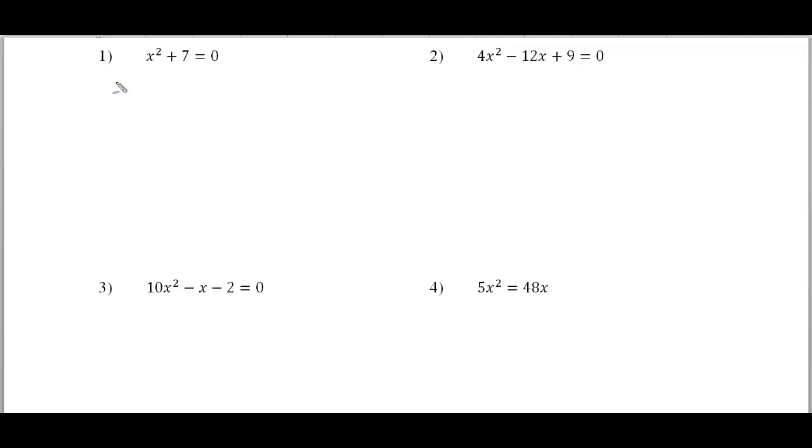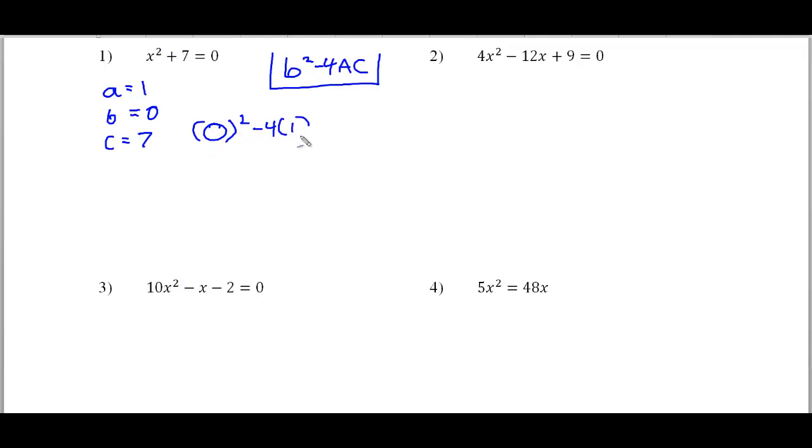Alright, so in this case, since this is set equal to 0, a is equal to 1, b is equal to 0, and c is equal to 7. Now we're only computing the discriminant, so we're only going to be looking in these problems at b squared minus 4 times ac for each of these problems. So we're going to go 0 squared minus 4 times a times c. I'm using parentheses because that just makes it a little easier if we had negatives. This is going to give me 0 minus 28, which gives me negative 28.